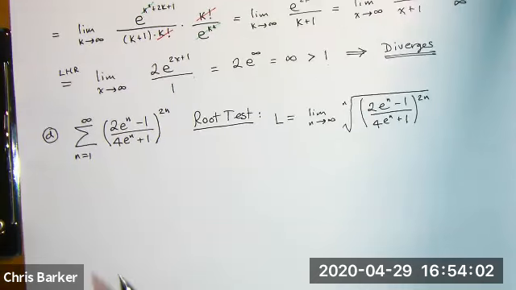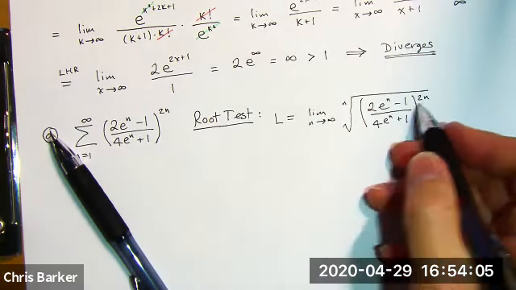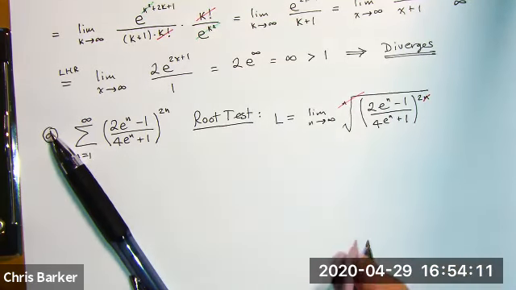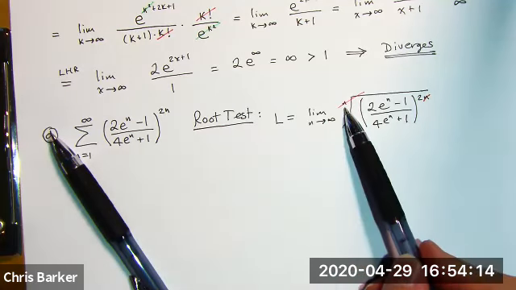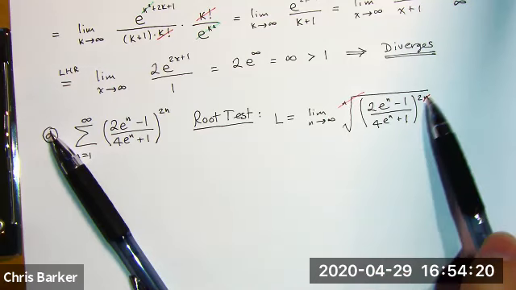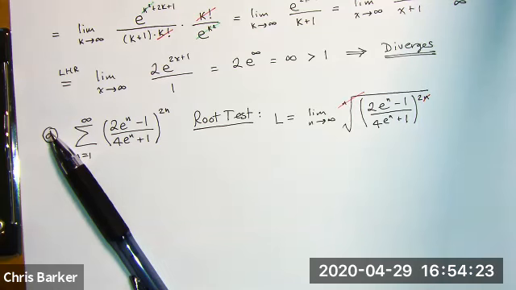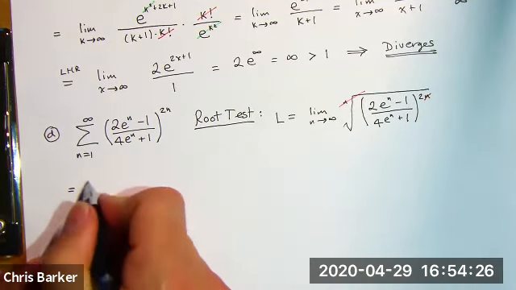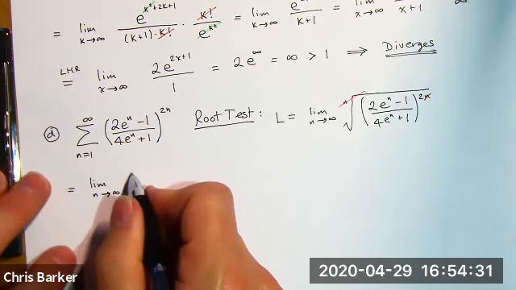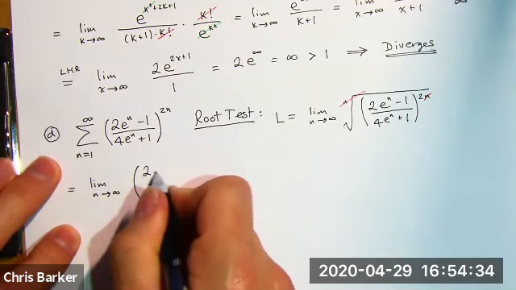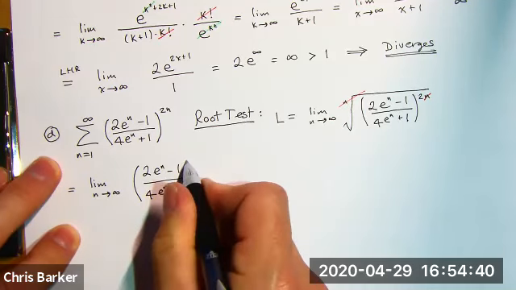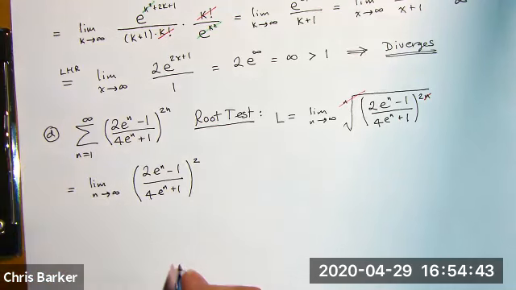Okay. Now, what is this nth root going to do to this 2n power? It cancels the n part of it, though the square is left behind. Remember, you can think of the nth root as a 1 over n power, so you could think of the whole thing as the power of 1 over n. 1 over n times 2n is just going to be 2. So that gives us the limit as n goes to infinity of (2e^n - 1) over (4e^n + 1), squared.